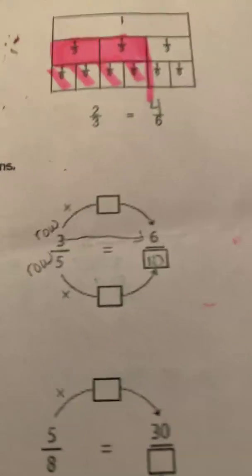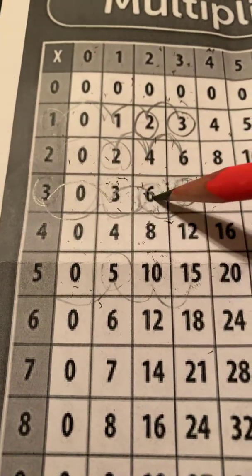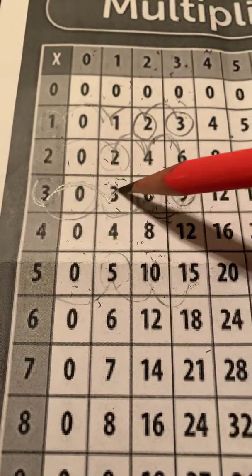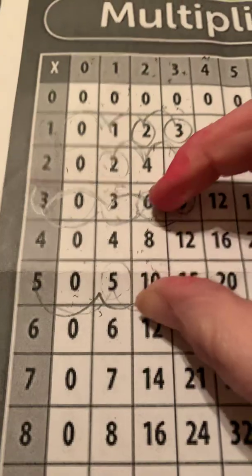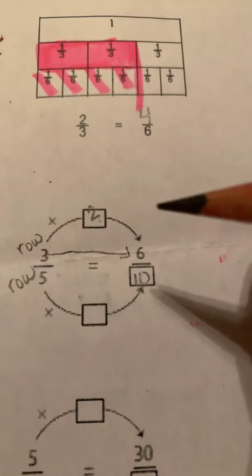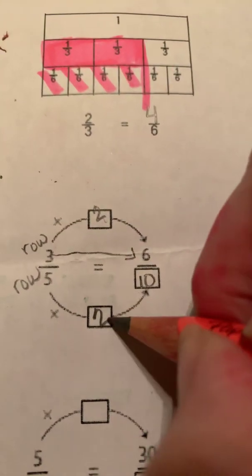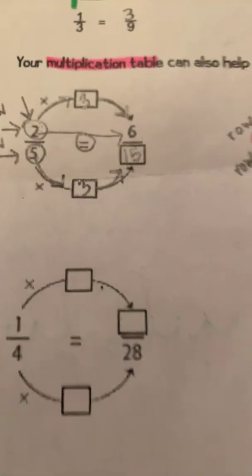Why is that fair? Well, if you jump 2 3's, to be equal, you better jump 2 5's. That's why you're finding equivalents. 2 groups of 3 is 6. And to be equal, you better find 2 groups of 5, which is 10. So if you can use a multiplication chart, you can find equivalents just by multiplying.